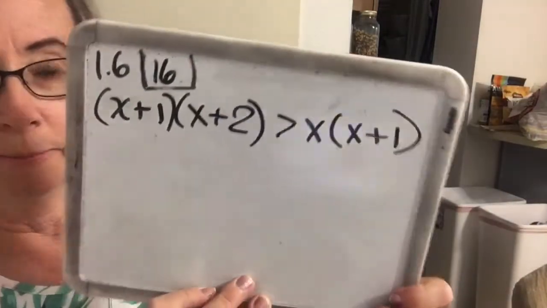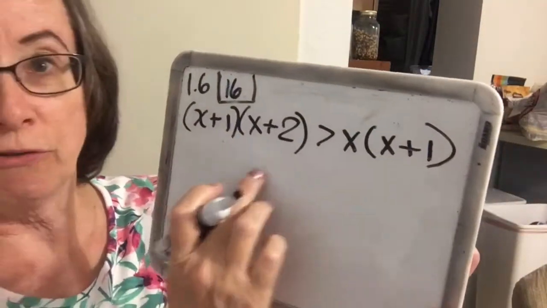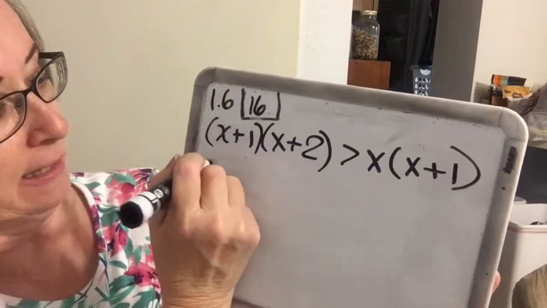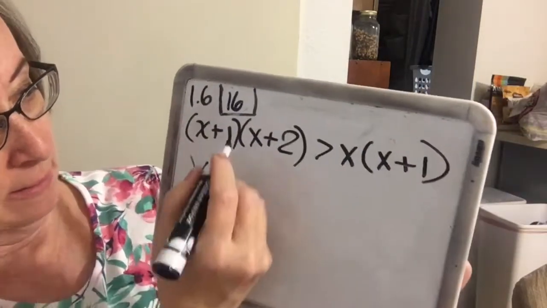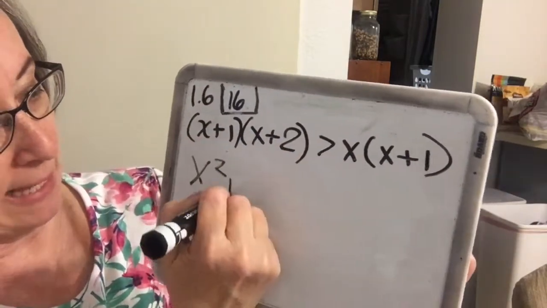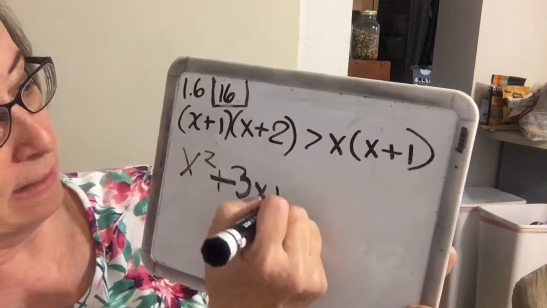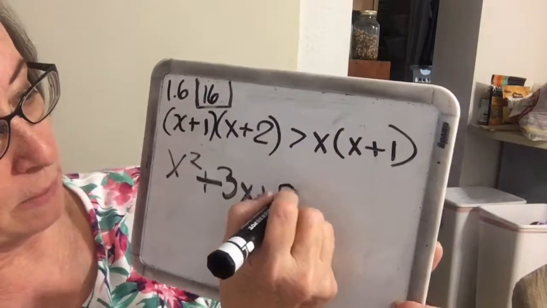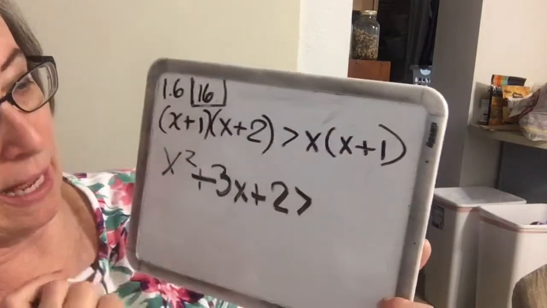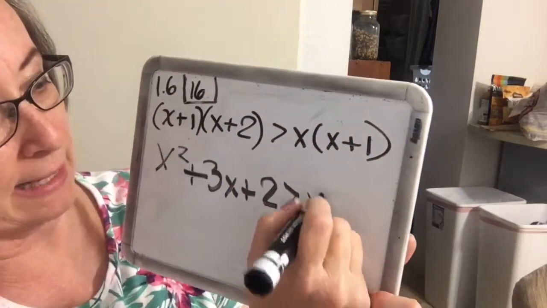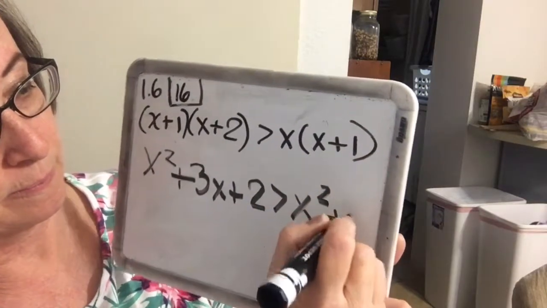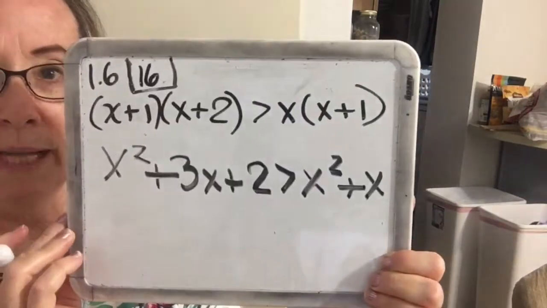Okay, so now we're going to move on to number 16. And number 16 looks like this. Okay, so we're going to FOIL the left-hand side and get x squared. And an x and a 2x added together is a 3x plus 2, when I multiply, is greater than x squared plus x. Okay, so that's what we have.